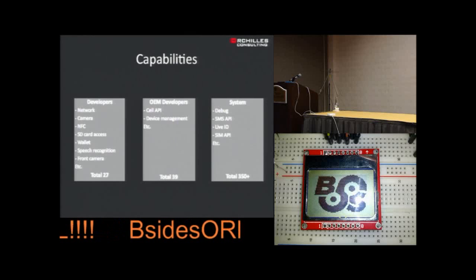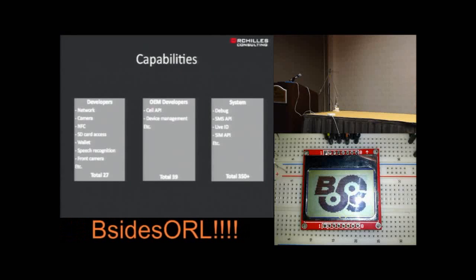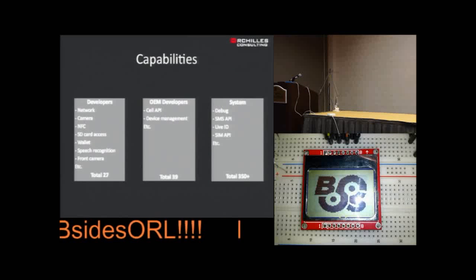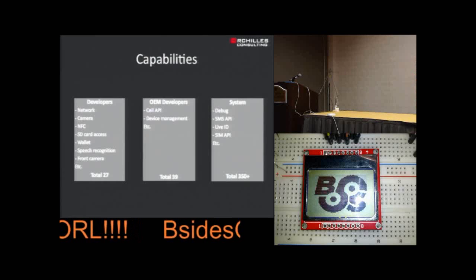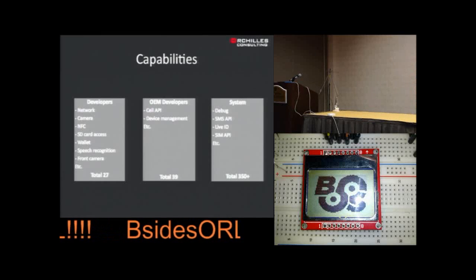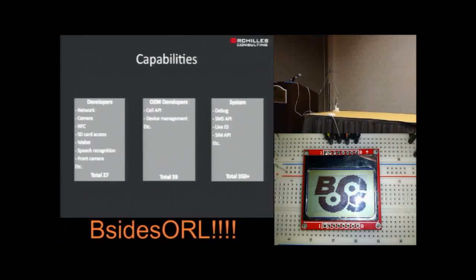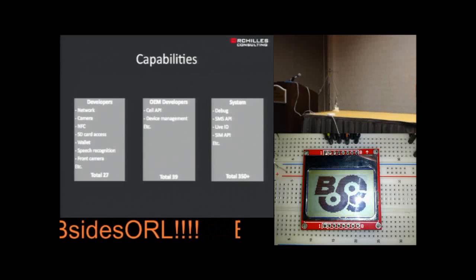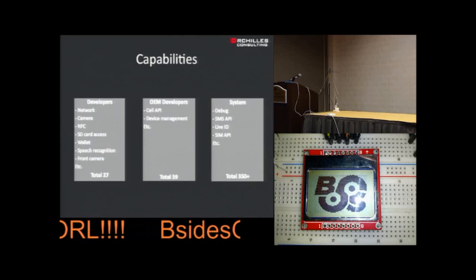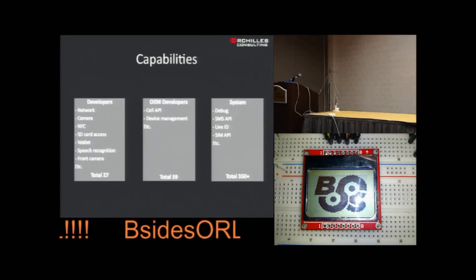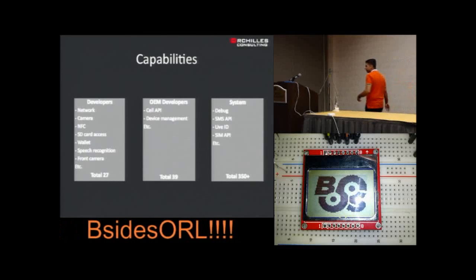As a developer, and this is where you're going to interact mostly with it, you have access to the network, right? Whether it's Wi-Fi, Bluetooth, whatever, the actual cell network, you have access to that. You have access to a camera, to an NFC, to SD cards, to the wallet, to speech recognition, to a front camera. Everything you would need as an app developer to get an app to work correctly.